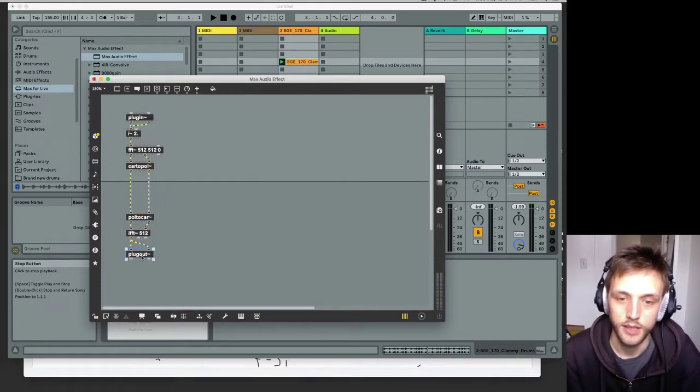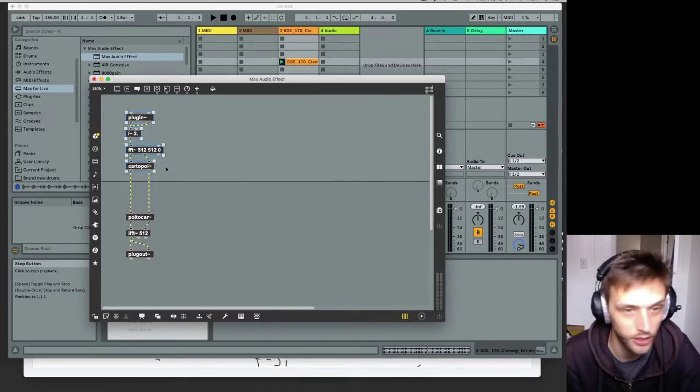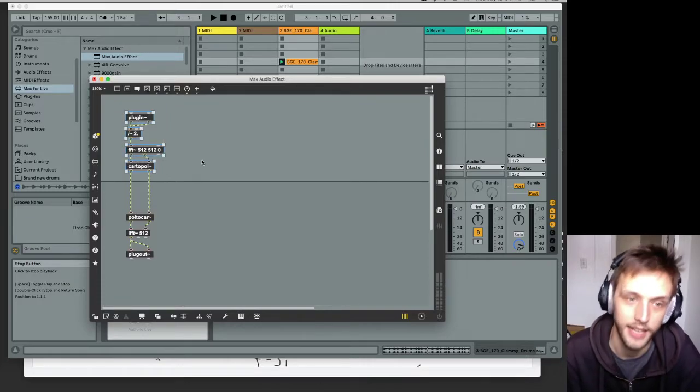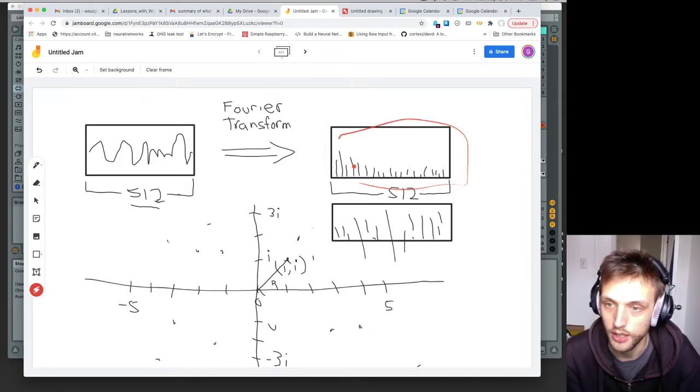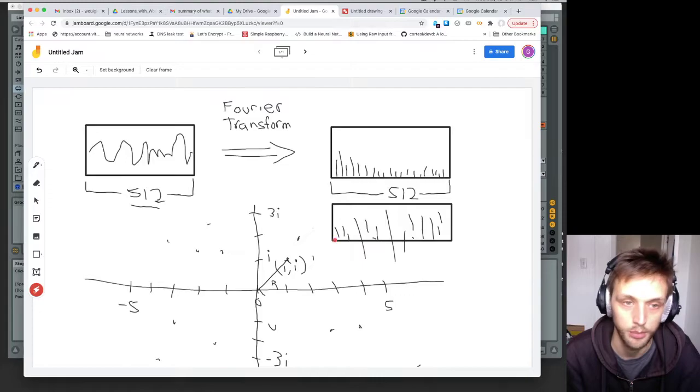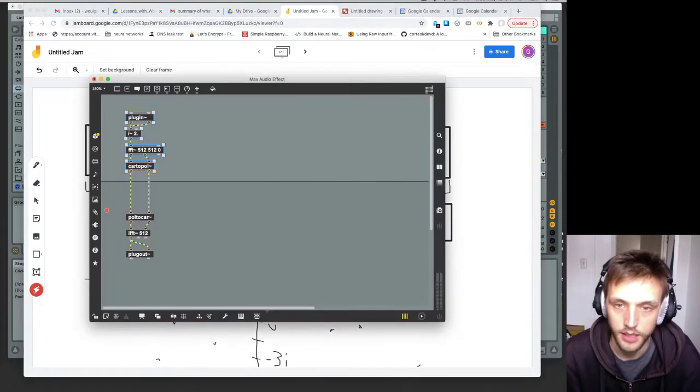But what we're doing is we take our signal and do this Fourier transform, Fourier analysis on it. And from that, we get out this chart of the component sine waves, their amplitudes, and their phases, which I drew really sloppily. And then we can do stuff to those amplitudes and phases.